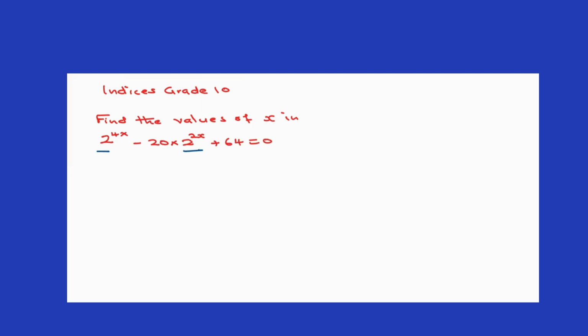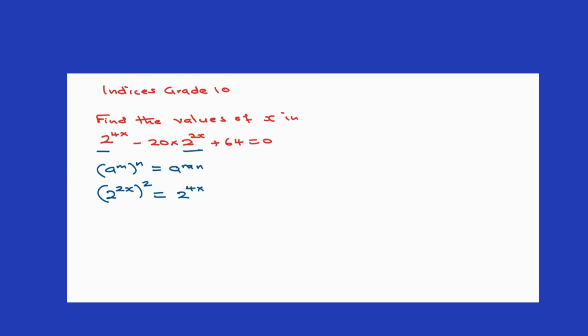Law number 3 of indices tells us that if we have a raised to the power m, in brackets, raised to the power n, then this is equivalent to a raised to the power mn, multiplication of powers. So how do we convert 2 raised to the power 4x to be the same as 2 raised to the power 2x? This is just the same as (2 raised to the power 2x) squared. What I mean is (2 raised to the power 2x) squared is the same as 2 raised to the power 4x. We just multiply the powers and we get 4x.